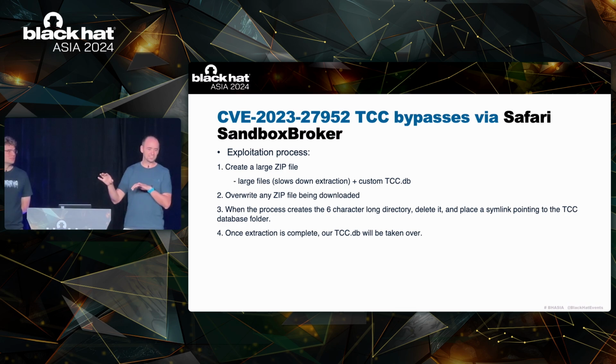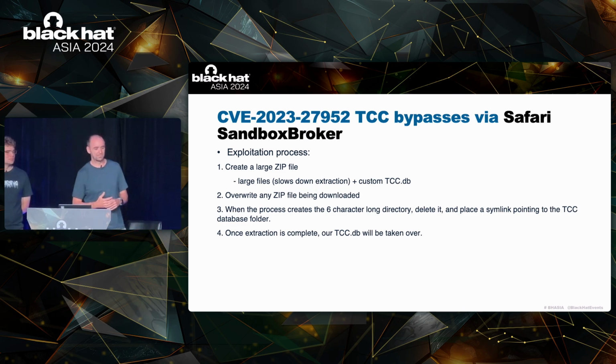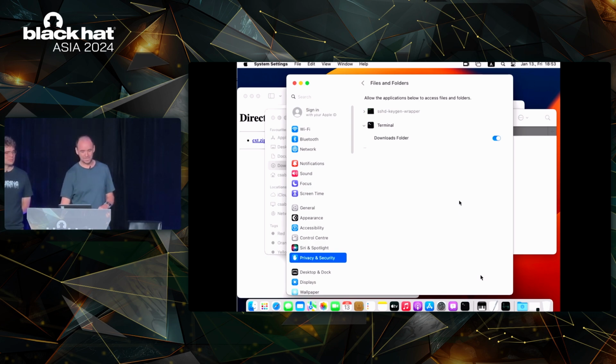The third step is a race condition, but by having a large zip file with large files, it will be slow enough that we can trivially win it every time. And once the extraction is done, our TCC database will be overwritten.